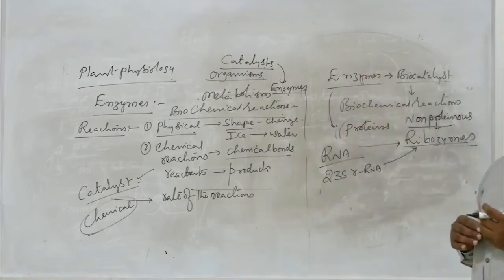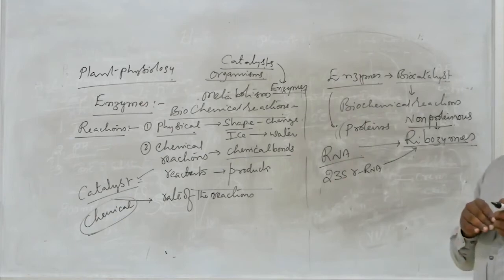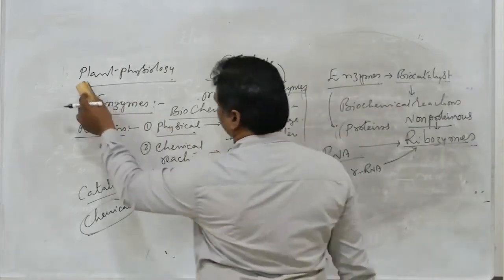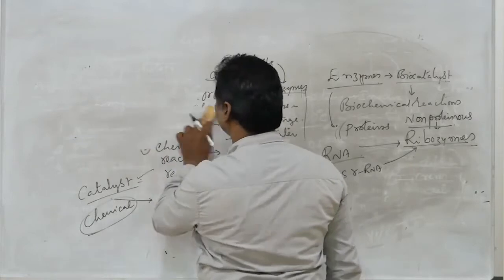So how are enzymes useful in chemical reactions? For that purpose, you can go one by one. So first of all, enzymatic activity.